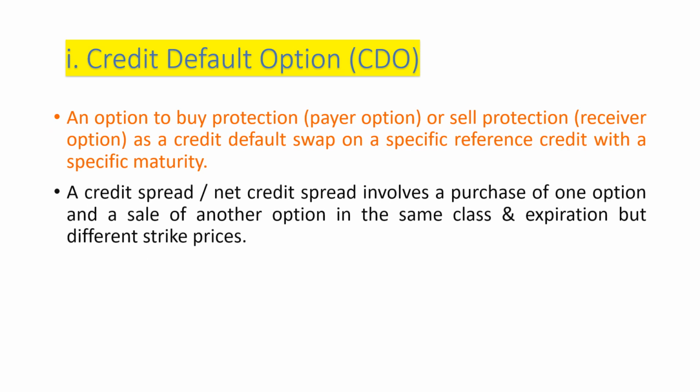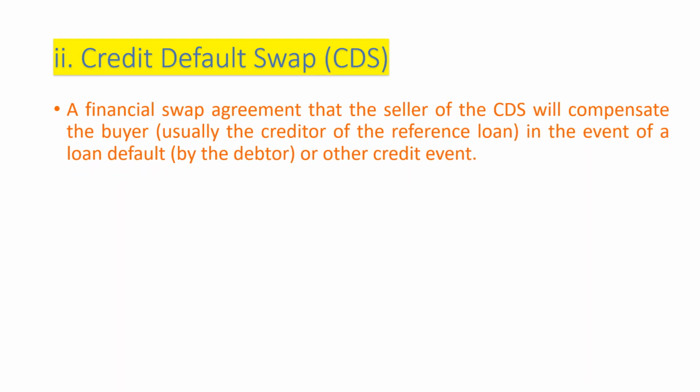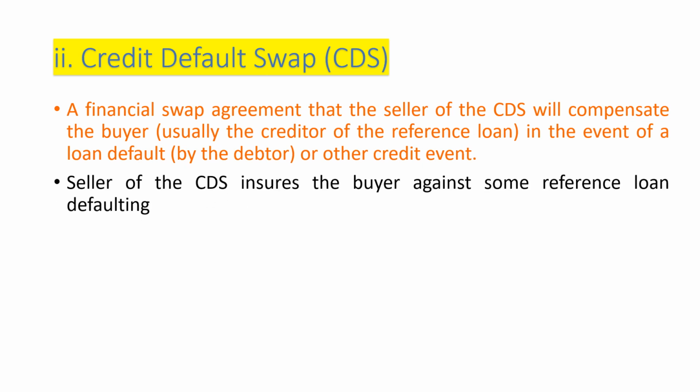A credit spread or net credit spread involves a purchase of one option and a sale of another option in the same class and expiration, but different strike prices. Credit default swap, CDS, is a financial swap agreement that the seller of the CDS will compensate the buyer, which is usually the creditor of the reference loan, in the event of a loan default by the debtor, or other credit event. Seller of the CDS insures the buyer against some reference loan defaulting.